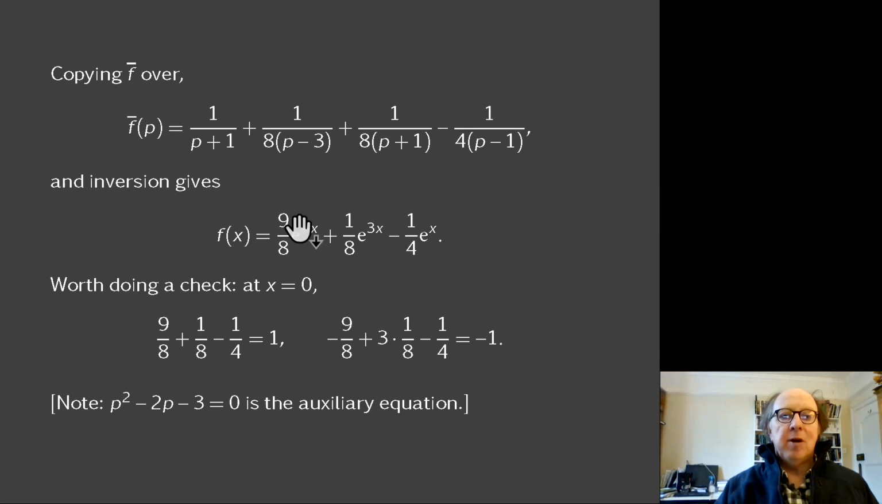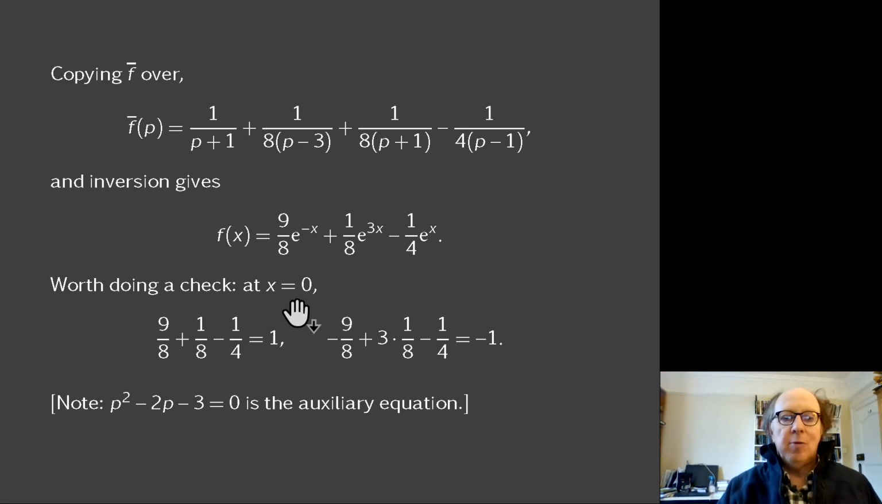1 over p plus 1 is e to the minus x, because remember e to the minus ax becomes 1 over p plus a. So 1 over p plus 1 becomes e to the minus x, and there are 9 over 8 of those because you've got 1 there and another 8th of them there. Plus 1 over 8 e to the 3x, the minus there becomes e to the plus 3x, minus a quarter e to the x. All right, maybe you don't trust me.